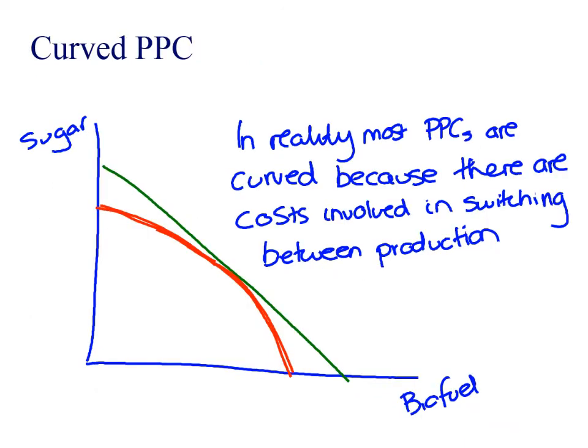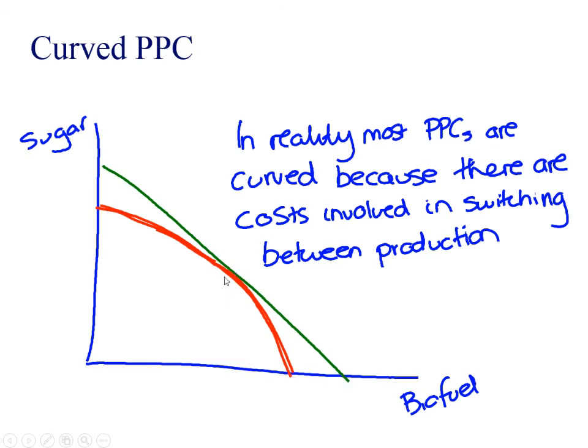Okay, some people wonder why the PPC is curved, usually when we draw it on a diagram and not straight, and this is because in reality it's most likely to be curved. So what I've done is put a straight line and a curved line on this diagram, and you can see there's a big gap there just at the extremes of, we've got sugar production and biofuel. This was from a past paper. So, you know, why do we have that gap there at the extremes?